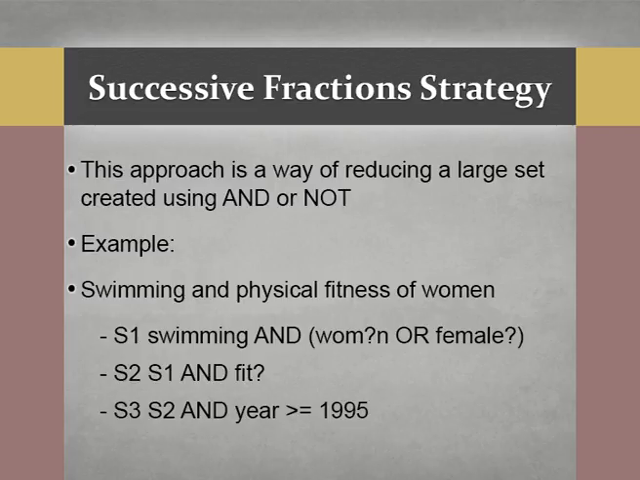So, just see an example: swimming and physical fitness of women. This is the string I have to search, and this is the subject area I am interested in. S1: swimming, and here I am using either women or female. The combination of these terms I take and put the Boolean AND, and I will get the first result. Then S1 and fit, once again I get a result, and in S3, S2 and year greater than or equal to 1995, here I am giving a condition. In this way the successive fraction strategy works. It is similar to the earlier building block method, however, we are using a different set of Boolean operations.